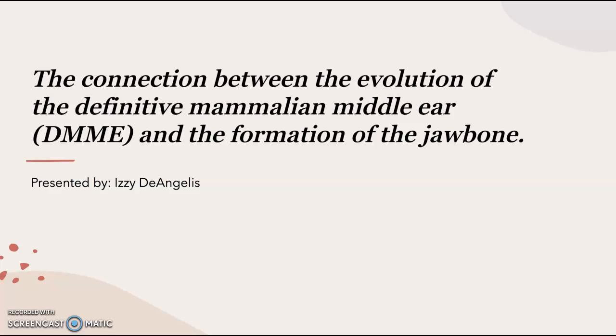But one thing reigned true for all the hypotheses, and that is it was connected to the evolution of the jawbone. During this presentation, I will talk to you about the developmental processes and evolutionary relationships that led to the formation of the definitive mammalian middle ear, and how it is directly linked to the formation of the jawbone.